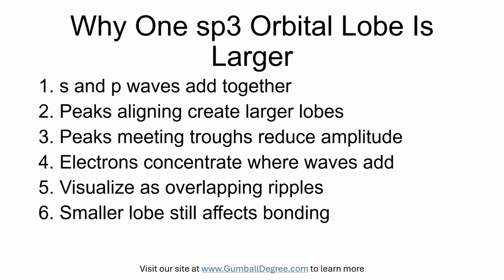density and looks bigger. The math behind it is about combining wave functions and normalizing them so the total probability stays correct, but you can picture it like two overlapping ripples that sometimes boost each other and sometimes reduce each other. The smaller lobe still exists and affects bonding and geometry, but most bonding happens where the larger lobe points.